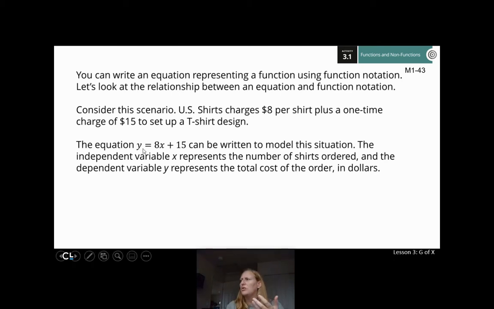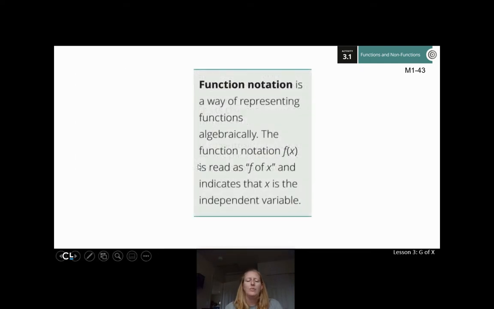Now you're used to equations written like this. y equals 8x plus 15. That's not new. But we can rewrite this equation if we're like, hey, this is a function. We can rewrite it using function notation. We are on page M143 if you're not sure where we went. And you'll see this on your page there down in the corner.